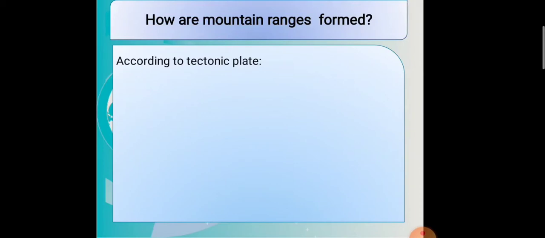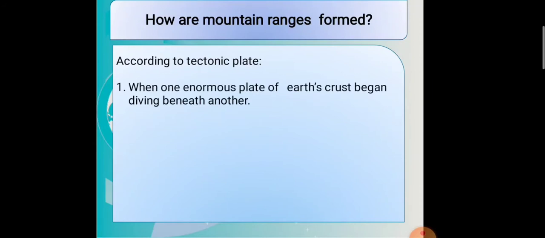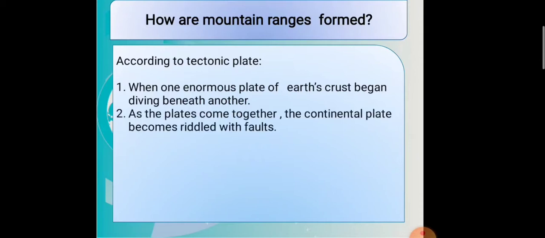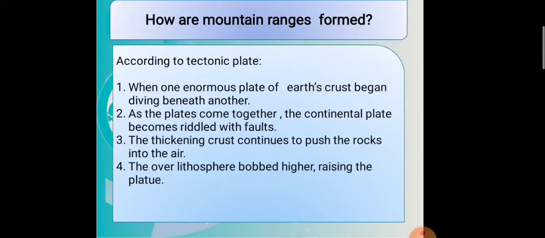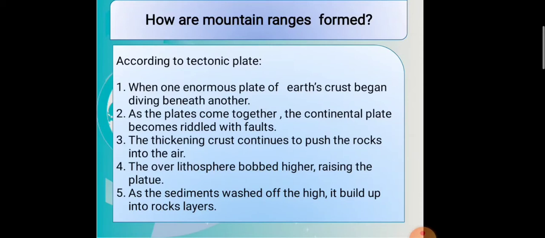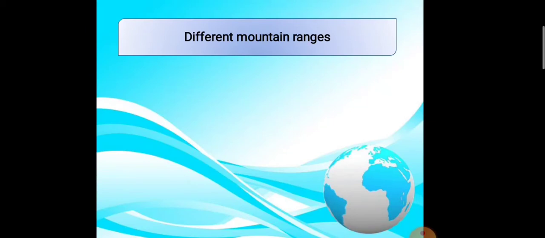How are mountain ranges formed? So according to tectonic plate, when one enormous plate of Earth's crust begins diving beneath another. Number 2, as the plates come together, the continental plate becomes riddled with faults. So the thickening crust continues to push the rock into the air. Then the over-lithosphere bobs higher, raising the plateau. As the sediments wash off the high, it builds up into rock layers. So that is how to form the mountain ranges.